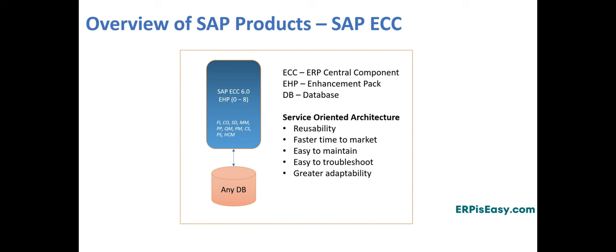Chapter 3, SAP Technical Architecture. Until now, we discussed different types of SAP products. In this chapter, we will discuss the technical architecture of an SAP on-premise system. An SAP system's architecture can be divided into three layers at a high level. They are presentation layer, application layer, and database layer.